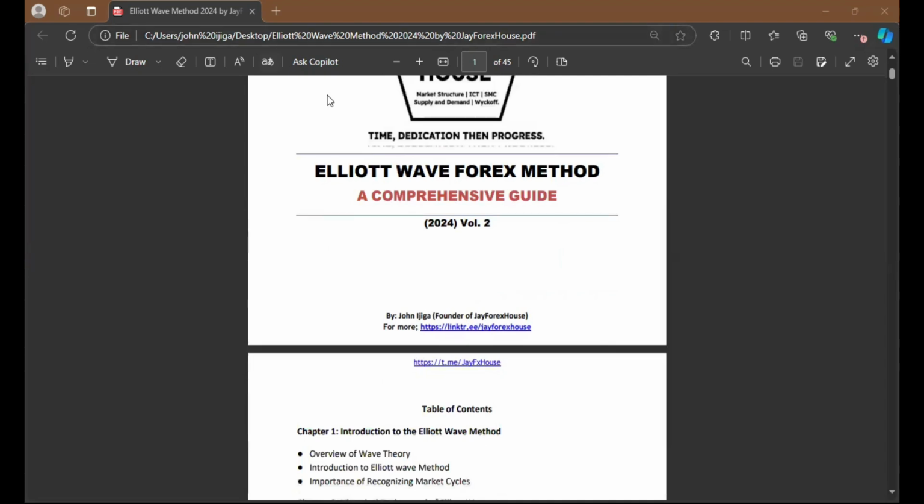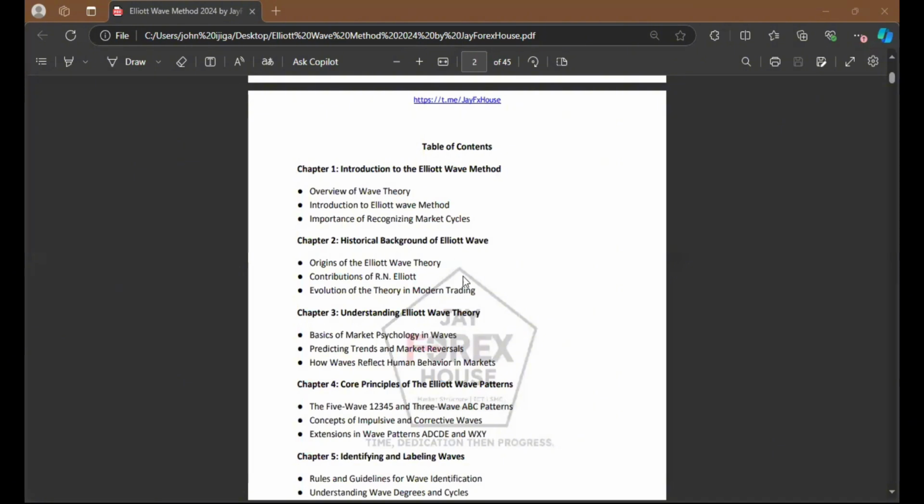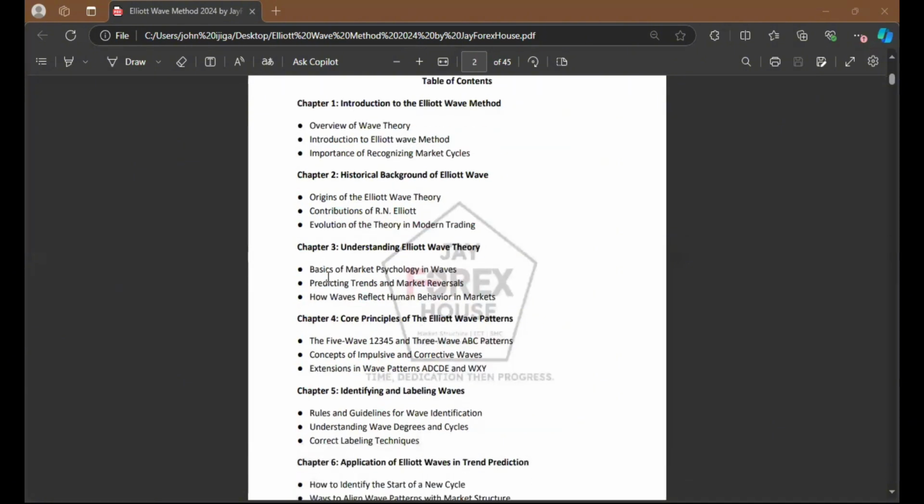And it is an ebook that covers basically every aspect of Elliott Wave you need to know on the fundamental basics. It's over 45 pages, and this will be the table of contents which I'll be using to also break down our mentorship program. So these episodes will be based off this ebook.